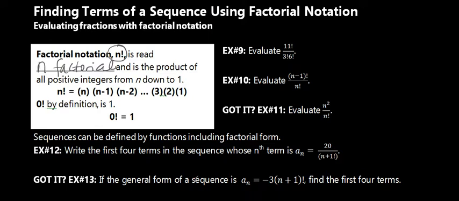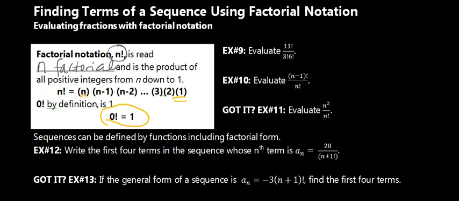This is the product of all the positive integers from n down to 1. So when you see n factorial, you have n times the number below it, n minus 1, times the number below that, n minus 2, all the way down to 1. We have a special definition for 0, where 0 factorial equals 1.